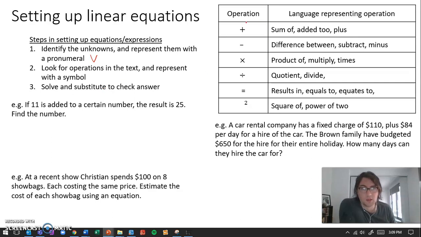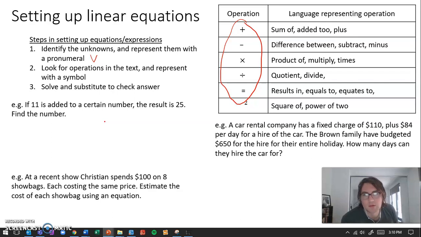So what I mean by that is these are all operations here. And you've got to look for language which represents that, because you're not going to be told to add this to that. It's going to be using different types of language. So sum of, added to, plus is going to be a plus operation. Quotient, for instance, means division, or divide. And number 3, solve and substitute to check the answer. So once you've got your equation, solve it and substitute to see if it's correct. Work backwards.